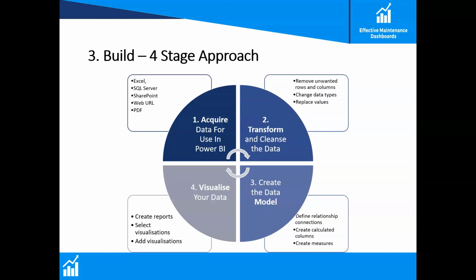Then we'll create the data model. This is a key part of the process and includes creating relationships between different data tables within the data model. But more importantly, for this example, we'll create calculated columns and we'll create measures. And then finally, we will create visualizations. So these are the reports and the graphs and the tables and the charts that we will add in to visualize the data.